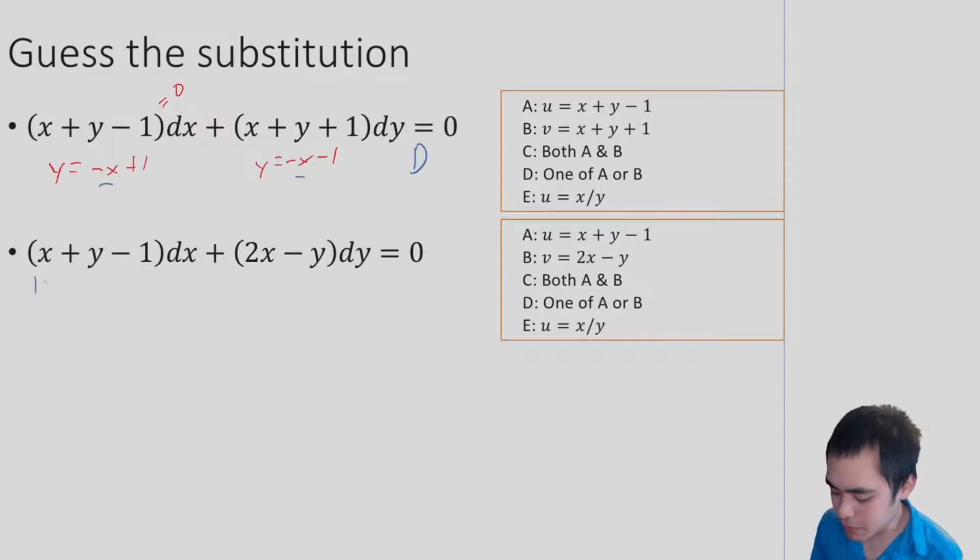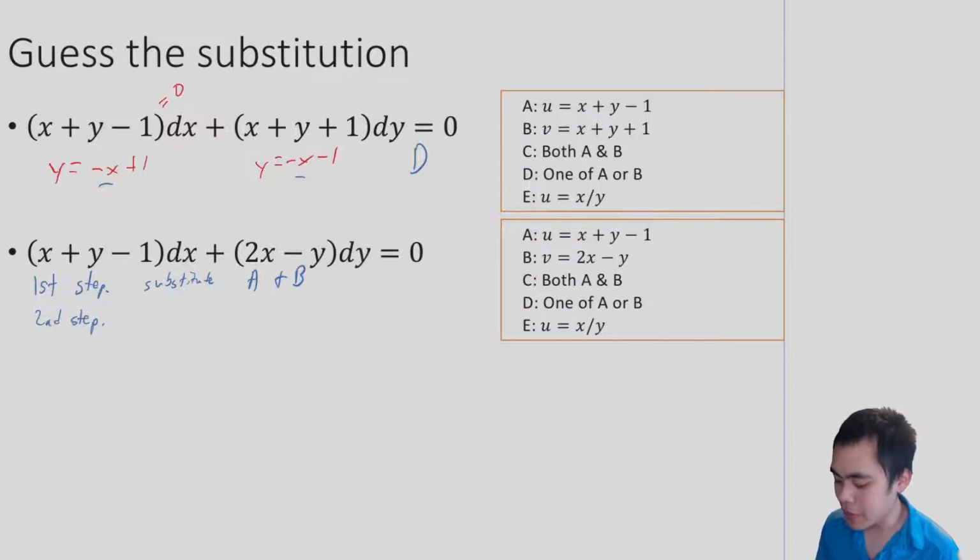So first step, substitute A and B. Second step, you'll actually have to let some z be equal to u over v. So you need a two-step substitution. But the first step is both A and B. And so that is correct. And then after that, you end up with a simplified thing that you can do something else to.